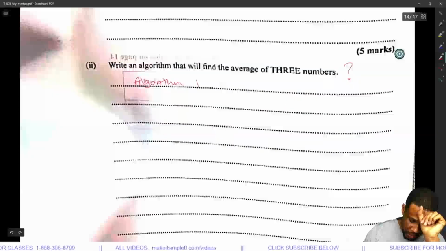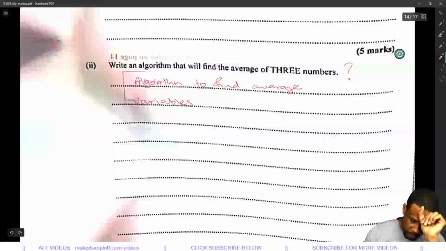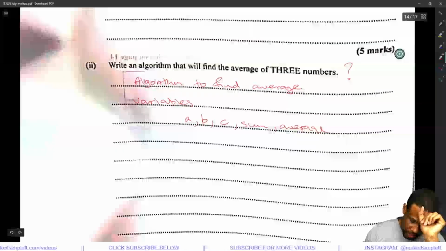So, algorithm to find average. That's the first thing for a title. The variables that you need would be A, B, and C, sum and average. Then you have start, get A.